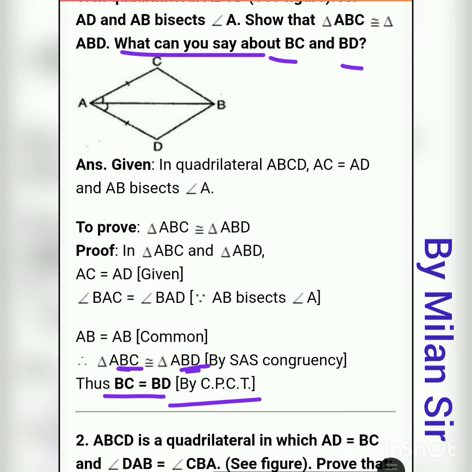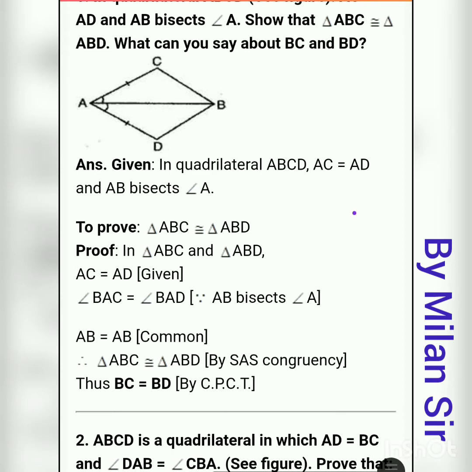That means corresponding parts of congruent triangles. So here BC is equal to BD. So again I repeat this question. Okay, the figure is given to you.